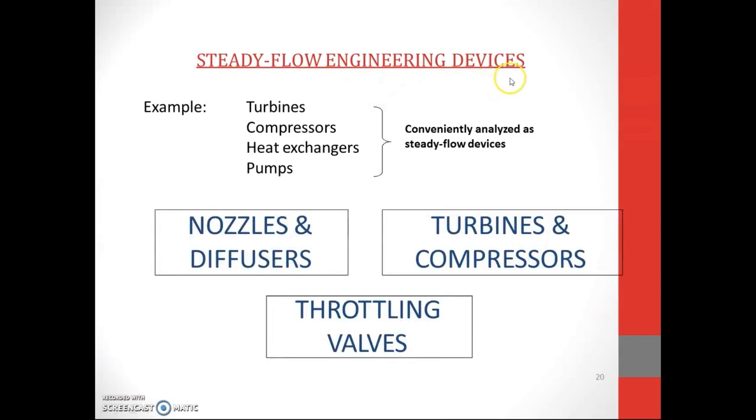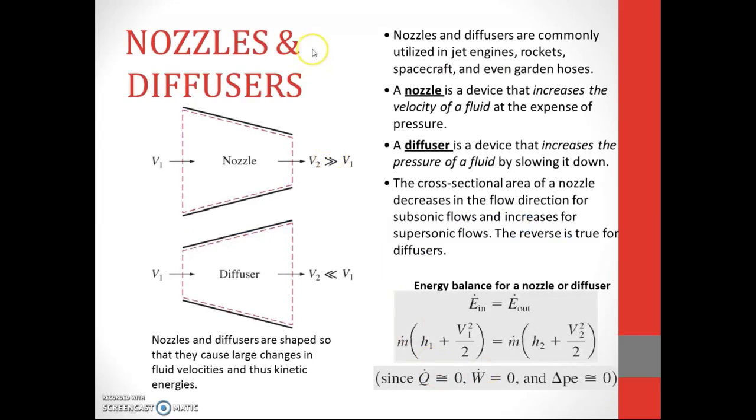Okay, steady flow engineering devices, the examples such as turbines, compressors, heat exchangers, and pumps. So these are conveniently analyzed as steady flow devices. Okay, and also throttling valves here. Okay, nozzles and diffusers. So this is a diagram of a nozzle. It's similar to a diffuser. The difference is the cross-section area.